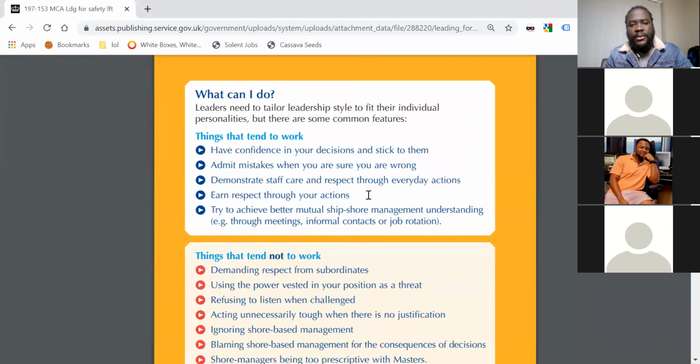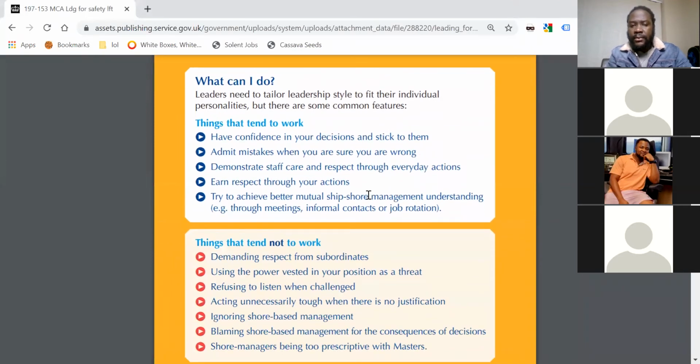So a few things to do: you need to have confidence in your decision, and this again is not just master level, it is third officer, second officer, chief mate, chief engineer. If you have confidence in your decision, you stick to it.